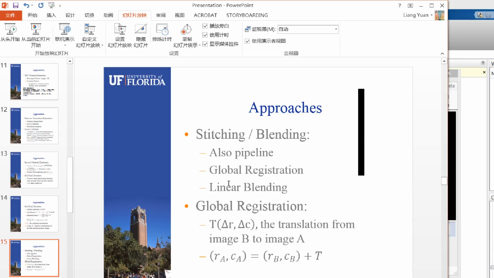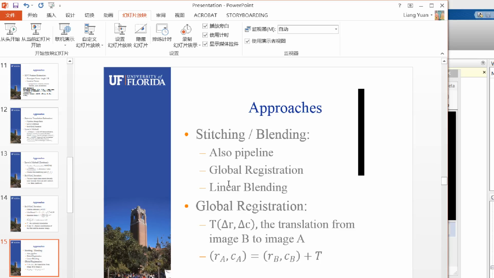We now enter into the stitching and blending step. Also, here we do the stitching in a pipelining way. That means we stitch image 1 and image 2 into the temp image, and stitch the temp image with the third image, and so on and so forth. But before that, we have another step called the global registration.